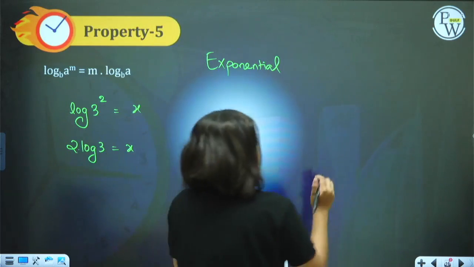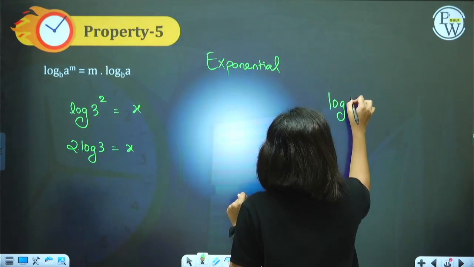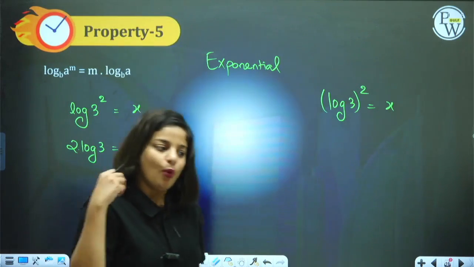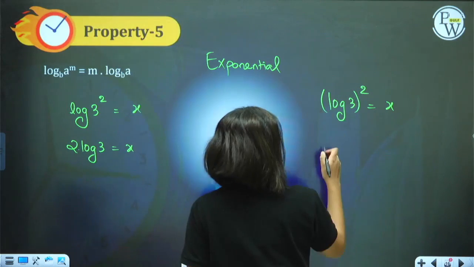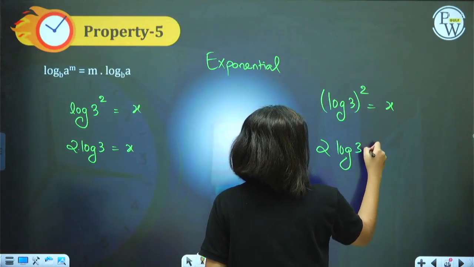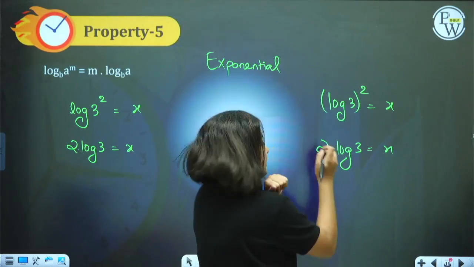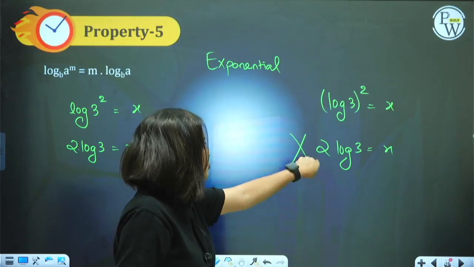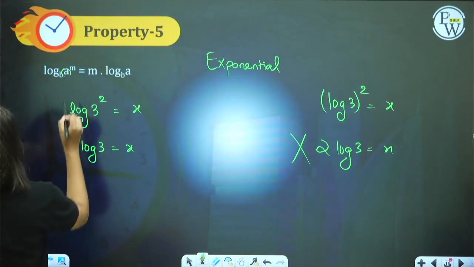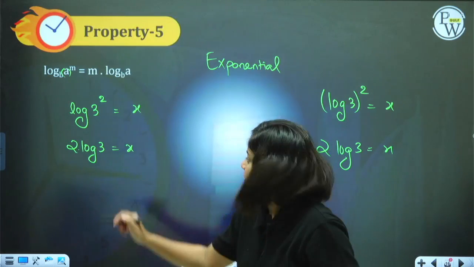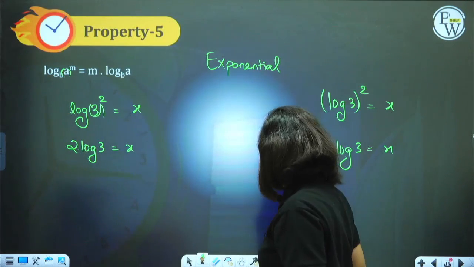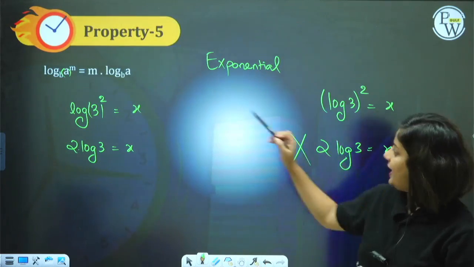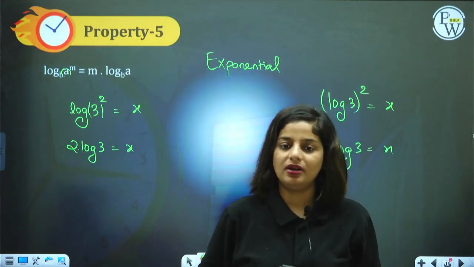What mistake happens? Let me rectify that. Suppose you have log of 3 the whole square is equal to x. Now your students are very smart. They're like, okay, exponential, let's go with exponential. 2 will come here. 2 times log 3 is equal to x. Is it correct? It's not correct. When it's the whole power of log, you cannot apply exponential. It's only applicable when the power is on the number. When the power is on the number 3, or whatever that number, A, you can bring the power outside.